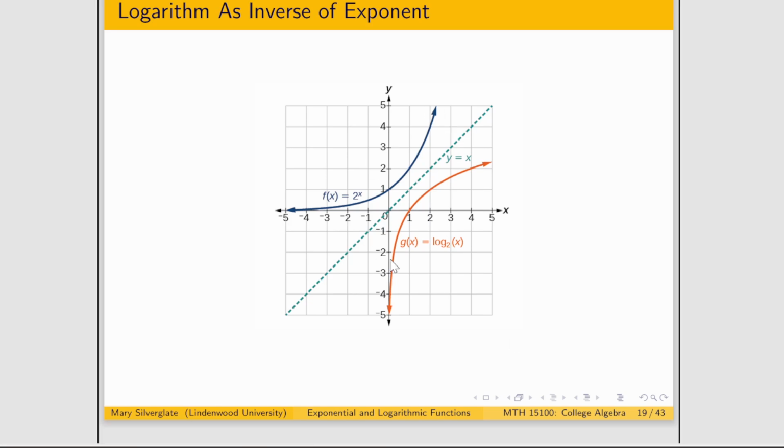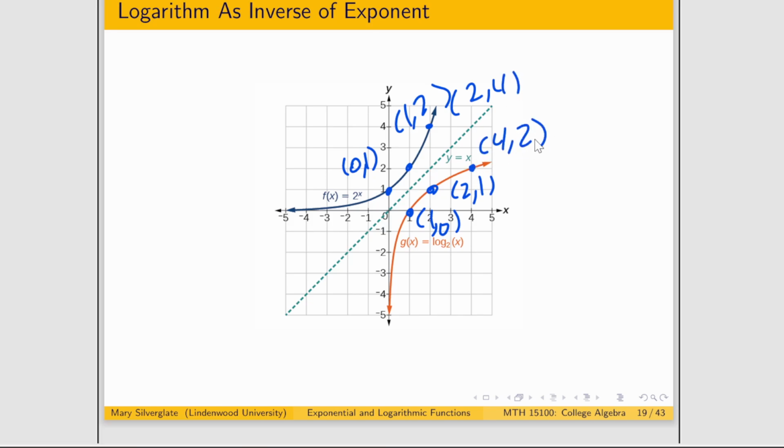And again, this is the image you should be having, that because it's an inverse function, I've flip-flopped the location of x and y everywhere. So (0, 1) became (1, 0), for example. (1, 2) became (2, 1). If we have over here (2, 4), that's going to become (4, 2). It's always the mental image you should be having.